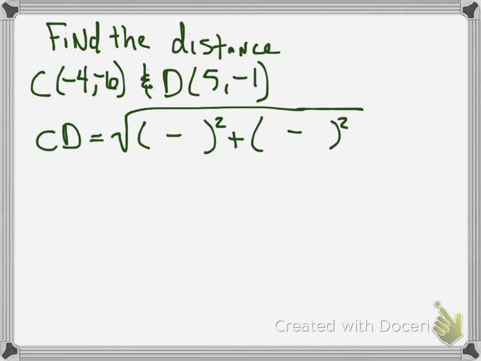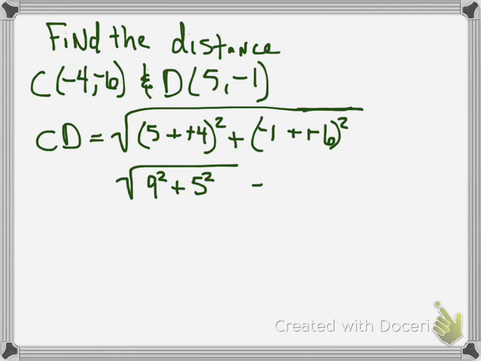The x's are in the first one, so I would put 5 and -4. The y's are in the second one, -1 and -6. Of course, minus a negative becomes plus, and the other minus a negative becomes plus. So I'd end up with 5 plus 4 is 9. I'm going to square that. -1 plus 6 is 5. I'm going to square that. 9 squared plus 5 squared is 106, and then I'm going to take the square root.